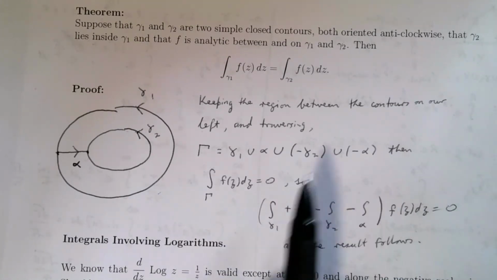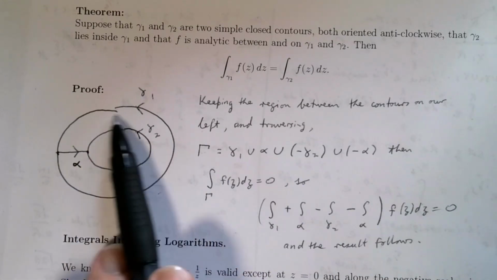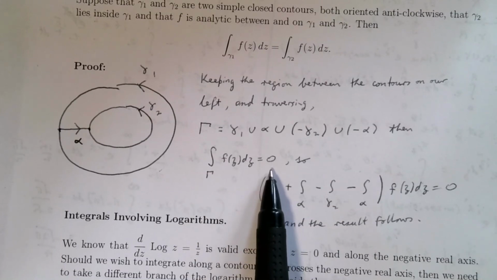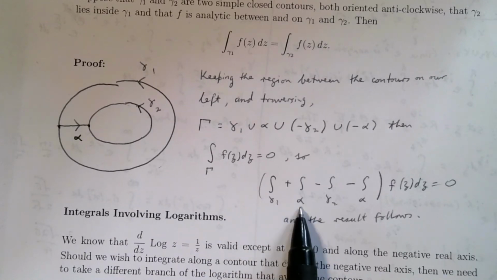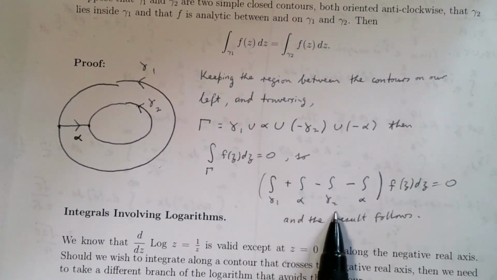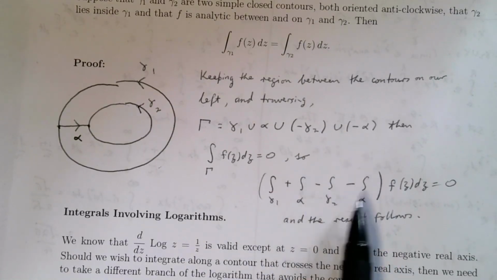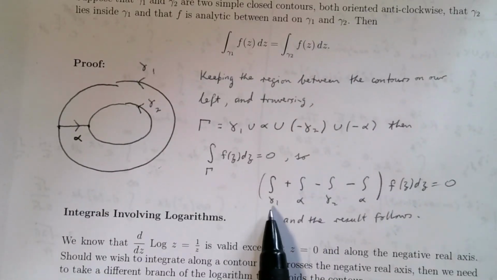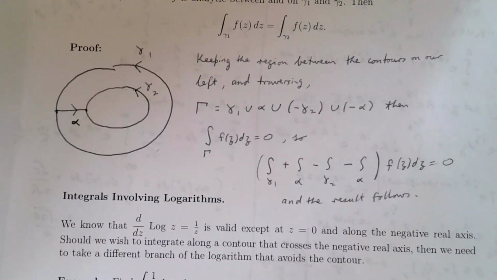And that means because the function's analytic between the two, that is in this region on my left, then the integral around capital gamma is 0 by Cauchy's Goursat theorem. And now I just add up all the contours. So I've got the integral around gamma 1 plus the one on alpha, minus the one on gamma 2 because I went the wrong way, and then minus the integral along alpha because I went the wrong way. These cancel out, and the result now follows. That just says the integral along gamma 1 of f equals the integral along gamma 2 of f. So that's a lovely result there.